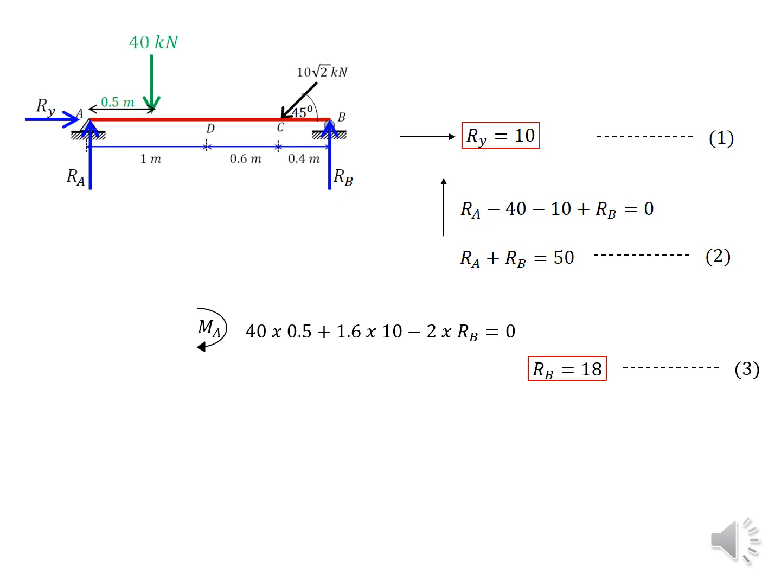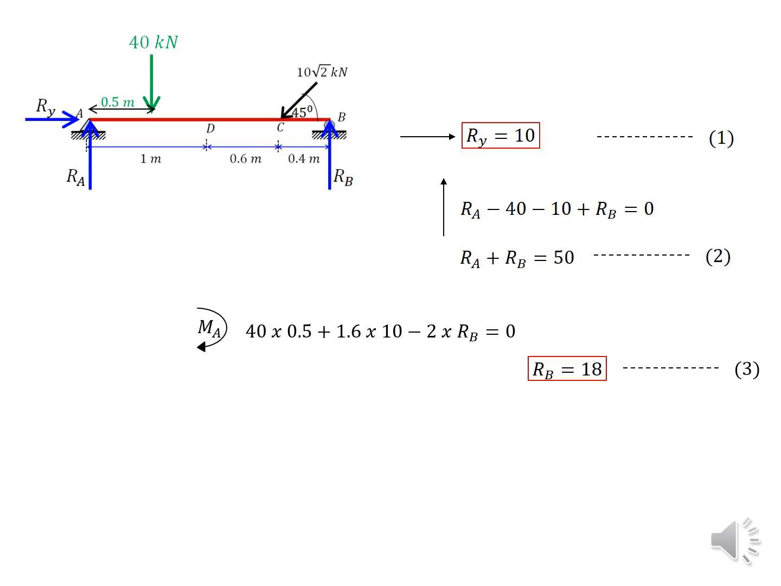Then, when we consider the moments affecting A, the first load is 40 kilonewton. The moment created from the 40 kilonewton is 40 kilonewton times 0.5 meters, and the vertical force component of 10 root 2 kilonewton, that is 10 times the length to that vertical force, which is 1.6 meters. So 10 times 1.6 is the moment. Now those two moments are clockwise, because for MA I consider clockwise moments as positive. So the moments due to 40 kilonewton and 10 kilonewton are positive.